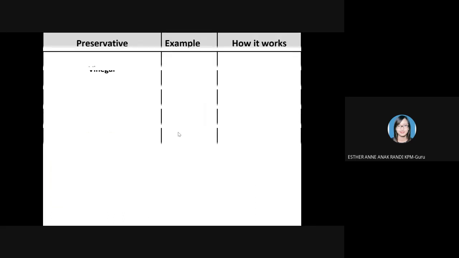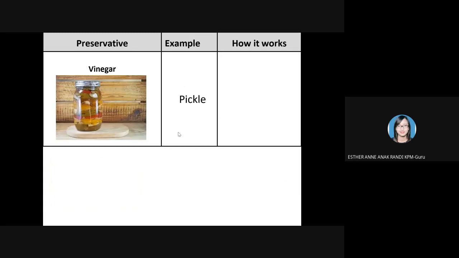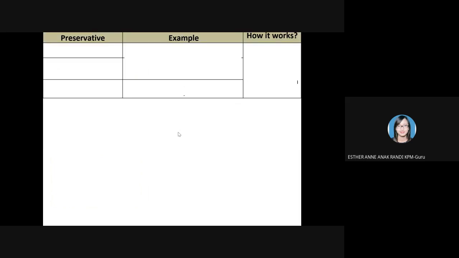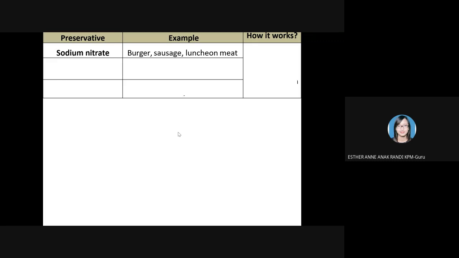Okay, next is vinegar. Vinegar is cuka, okay, pickle. So this provide an acidic condition that inhibits the growth of microorganism. Okay, so those are the 3 ones. And these are the preservative that you heard just now. First is sodium nitrate. So sodium nitrate is inside meat, daging yang frozen. Okay, like burger meat, sausages, luncheon meats, okay, these kind of meat.